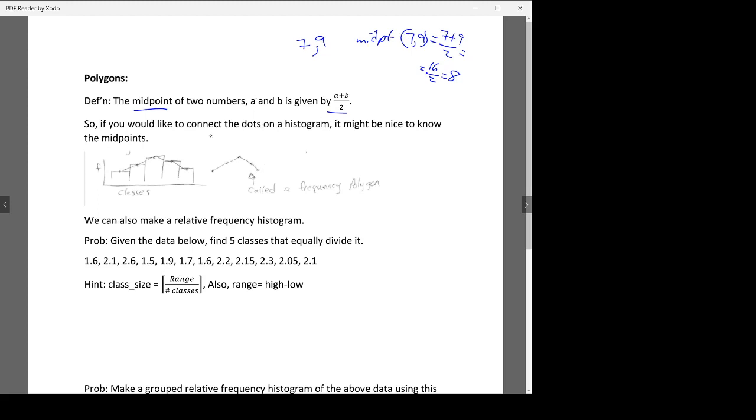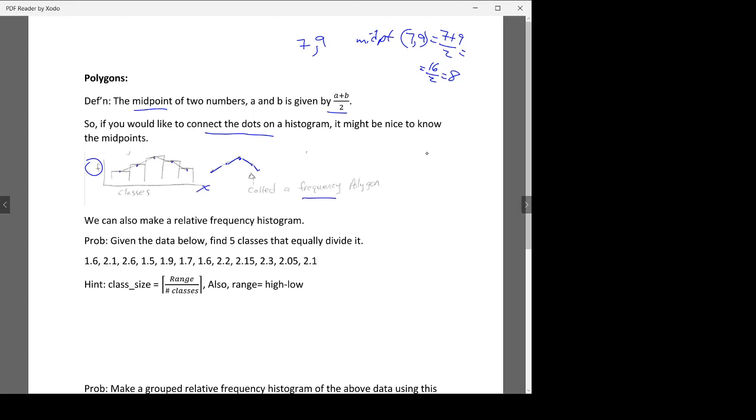So if you would like to connect the dots on a histogram, remember those histograms have been drawn like this, from the middle of each class. See, those dots are connected, and then I connected them with lines, and then we have this thing here, the dots connected by lines. And see, I lost the actual histogram. I just have what we call a polygon. It's called a frequency polygon because it's on frequencies. This is X versus F here.